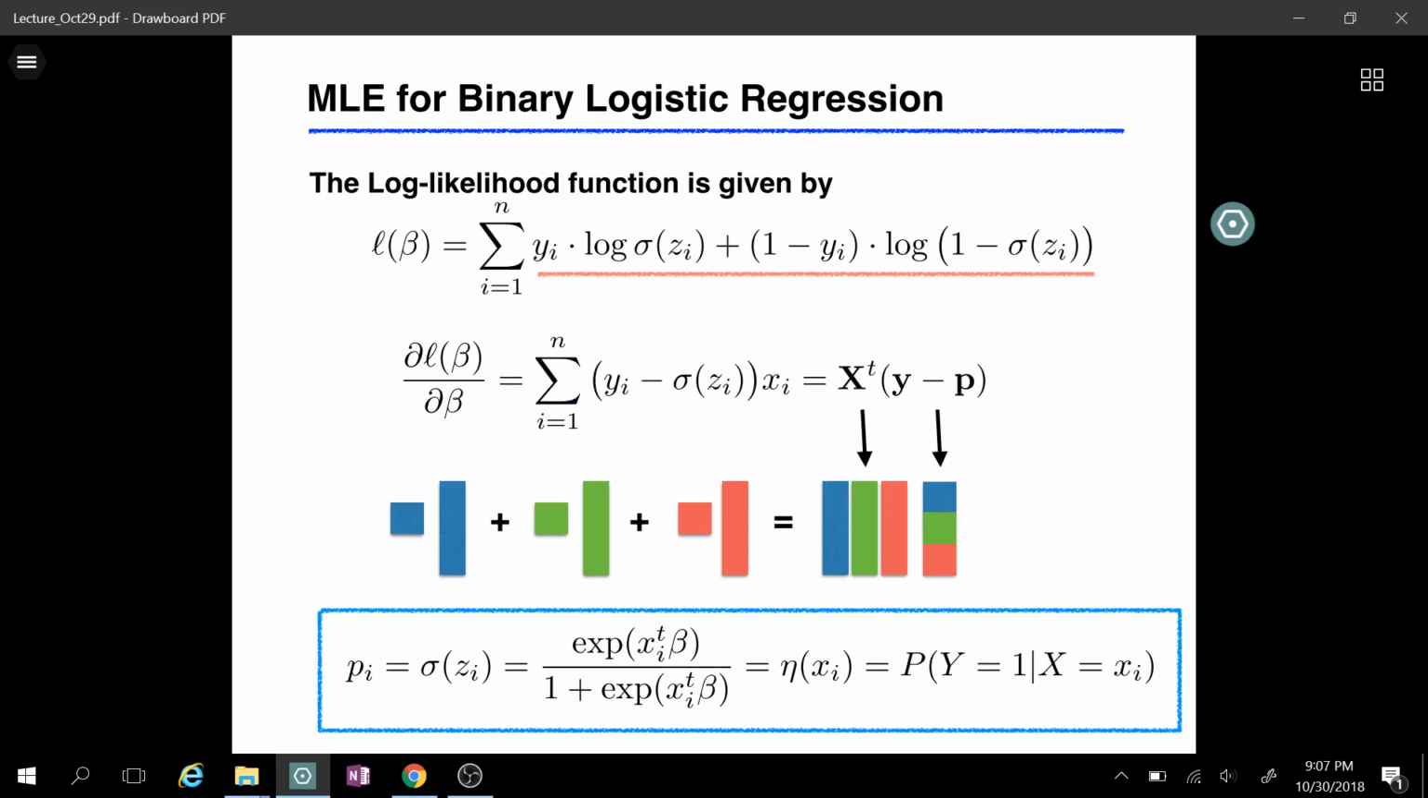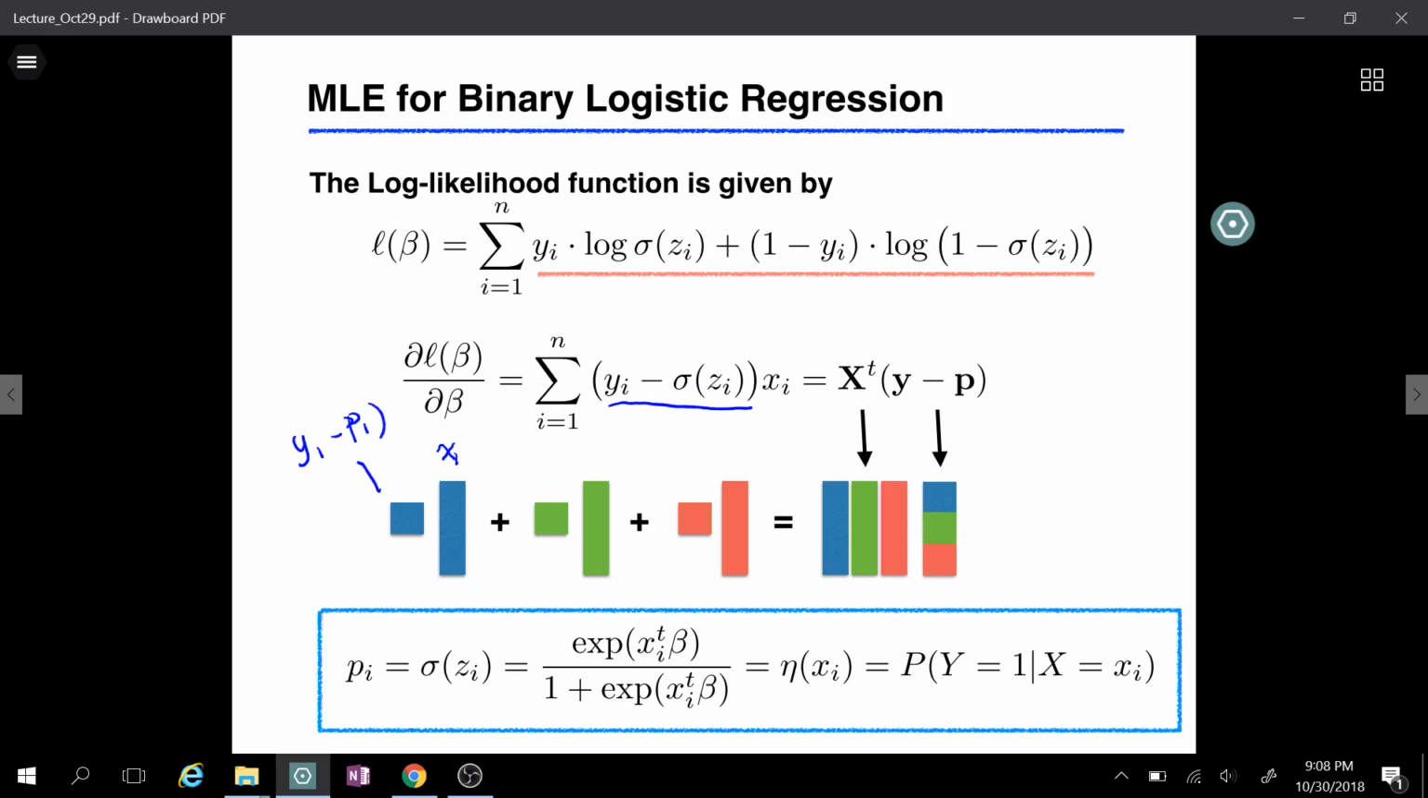Okay, so let's put all those calculations together. And remember, our log likelihood is the sum of the log of the probability over all the observations. And let's first calculate the first derivative. So that will be the sum of the derivative over this term inside the summation. And we did that calculation before, it is yi minus sigma zi times xi. So xi is a column vector. Suppose the blue bar is x1, a column vector. And this number in front of it, you can think about it as y1 minus p1.